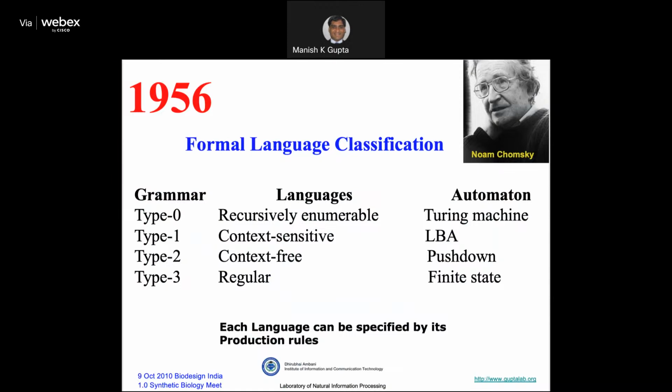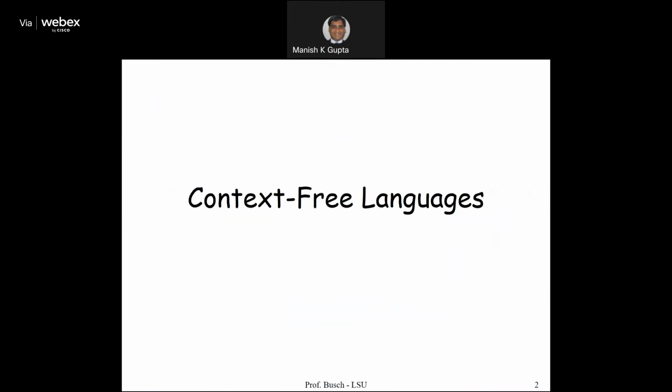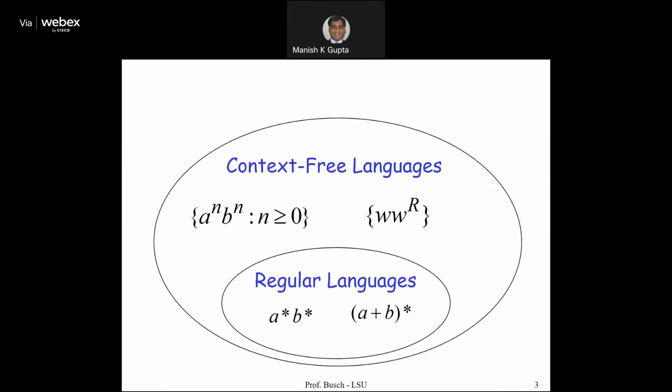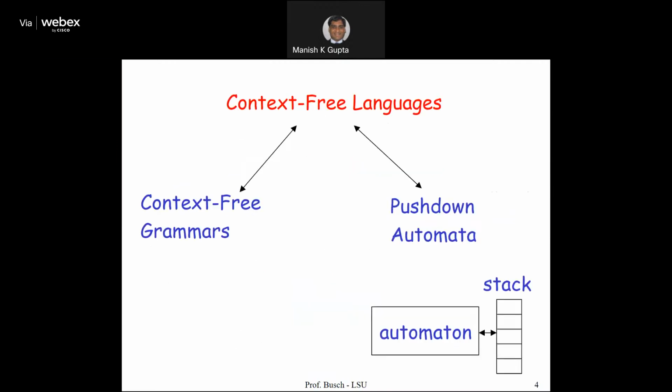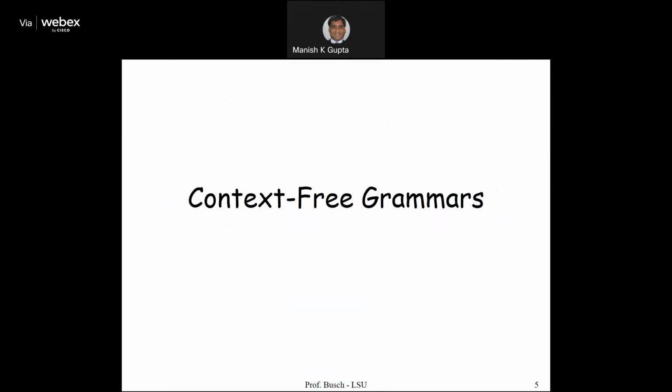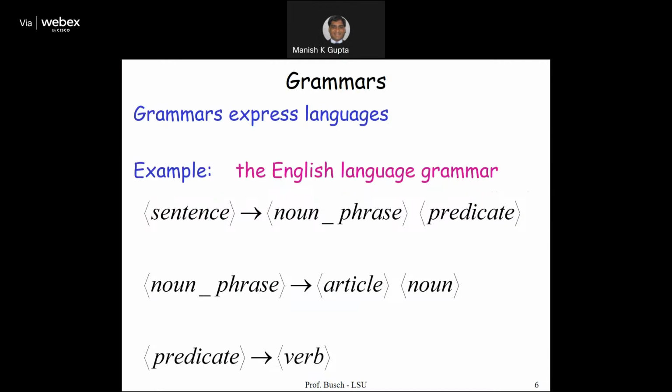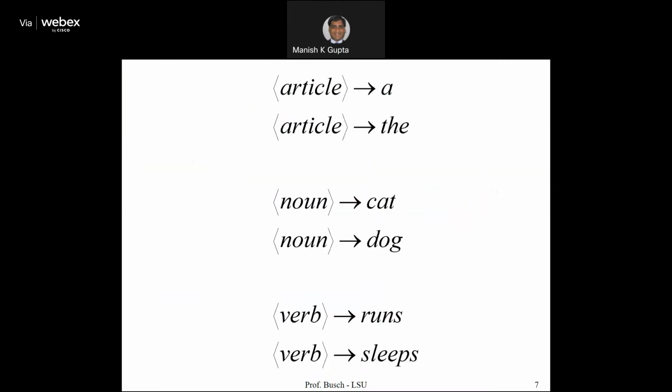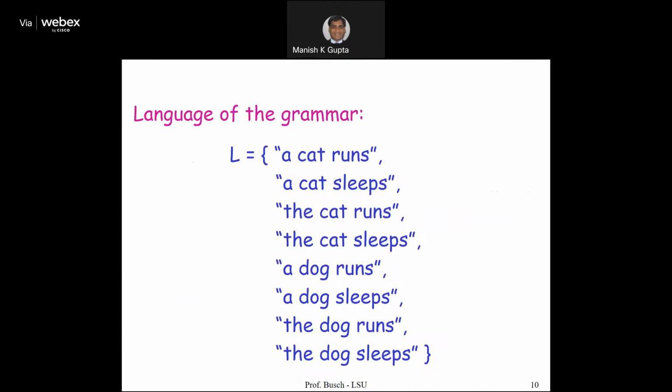Anyway, so context-free languages. I'm going to talk first about the grammar. Context-free languages have a context-free grammar. You know that the corresponding machine is the pushdown automaton. So, context-free grammars. Let me show you an example.